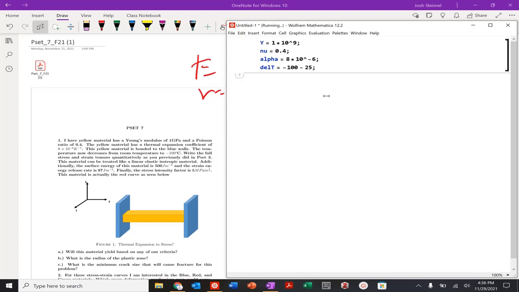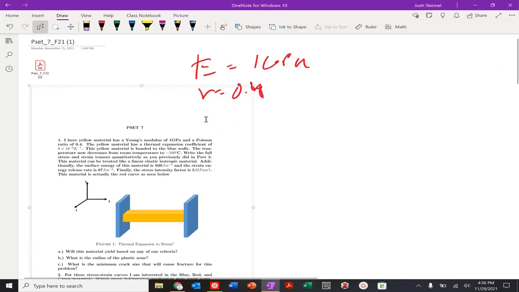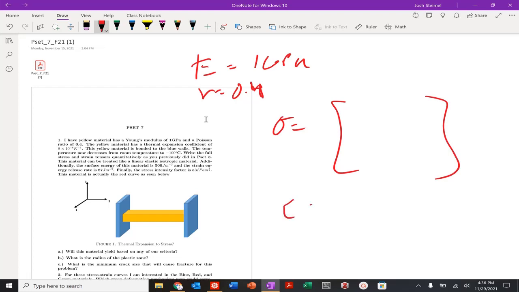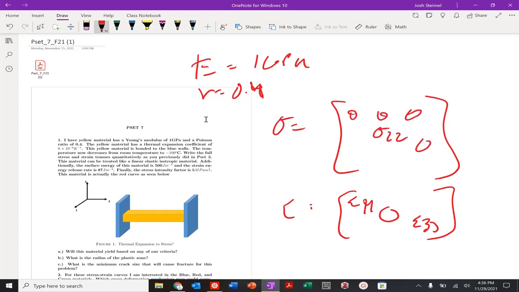So what is going to happen here is, when we look at our strain tensor and stress tensor, stress is this, strain is this. When I decrease the temperature, I'm bonded to the blue wall, so my 2,2 strain is 0. I'm going to have some strain in the 1,1 and some strain in the 3,3. They should both contract. I'm going to have stress in the 2,2, and I have nothing else here.